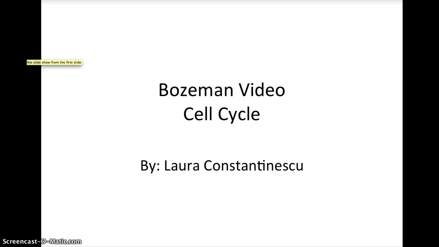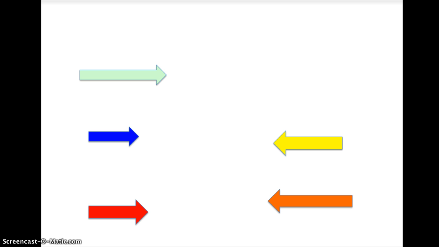Hey everyone, so in this bio video I'm going to be explaining how the cell cycle is controlled by internal and external mechanisms and how if our body loses this control it could lead to cancer. So to start off I'm going to talk about the process of mitosis. Now what exactly is mitosis?